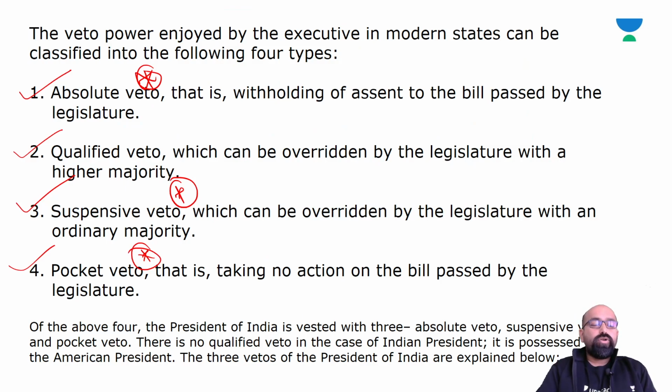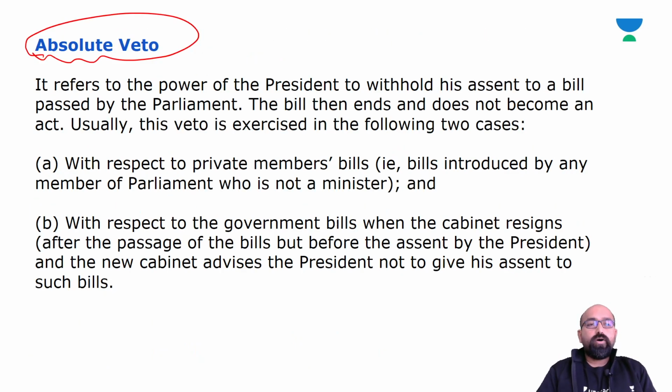So in modern states there are four types of veto: absolute veto, qualified veto, suspensive veto, and pocket veto. In the context of our country India, we have three types of veto: absolute veto, suspensive veto, and pocket veto. Now we have covered the absolute veto. It refers to the power of the president to withhold his assent to a bill passed by the parliament, and the bill then ends and does not become an act. This is the absolute veto, and there are reasons also that we have discussed earlier.